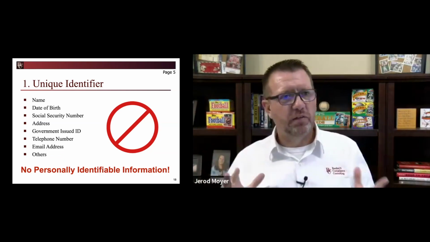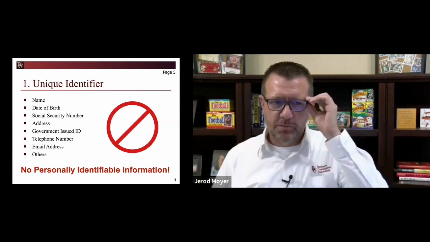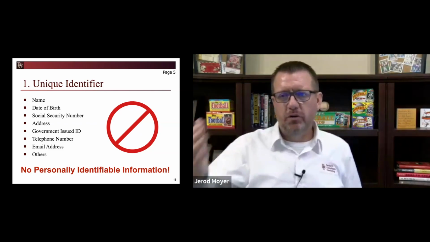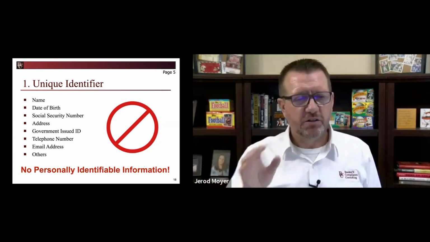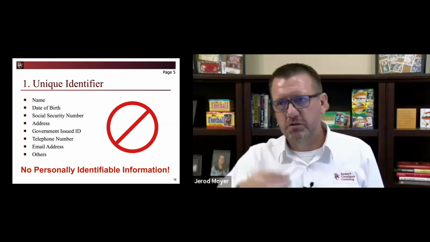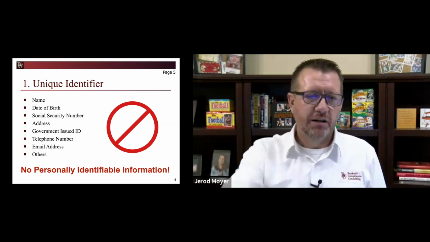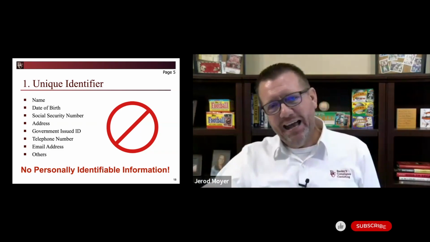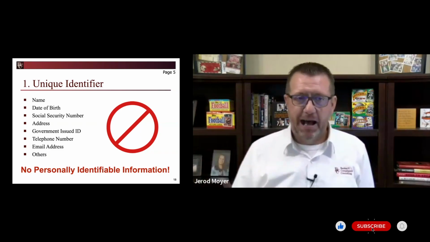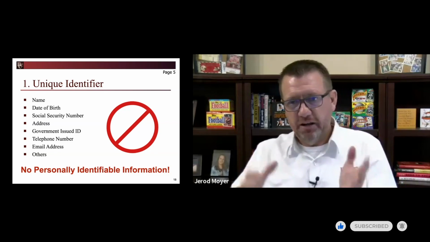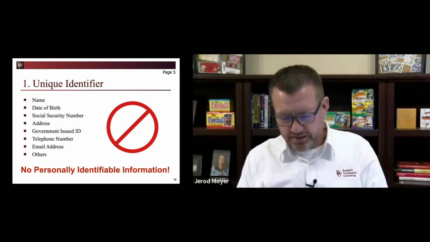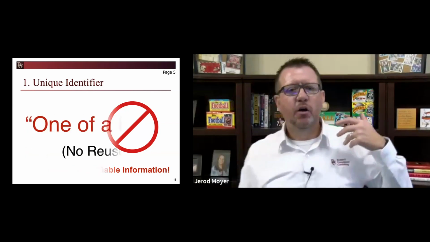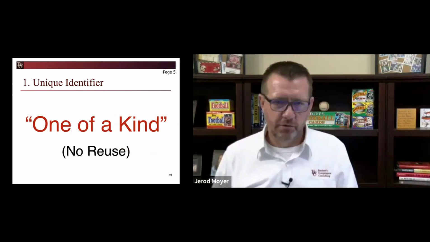Well, as you're coming up with what those numbers or letters are going to be, make sure you don't get cute with it and try to include something like personally identifiable information associated with your borrowers or principal owners or anyone associated with the transaction. That's off limits. No PII is allowed to make up the remaining 25 characters that you get to control with that unique identifier. It has to be one of a kind, no reuse.